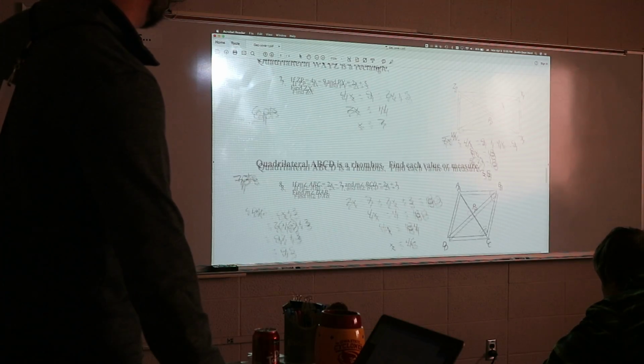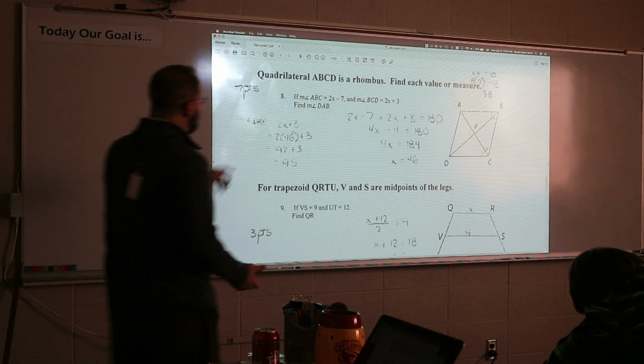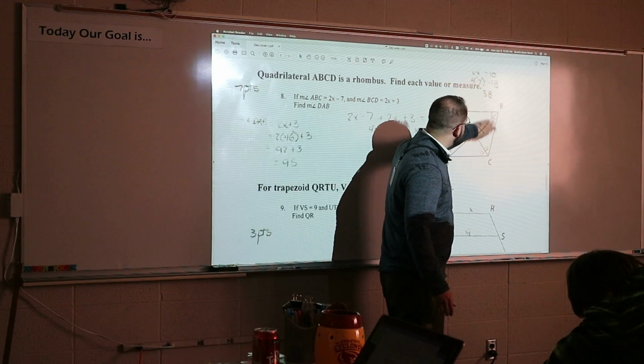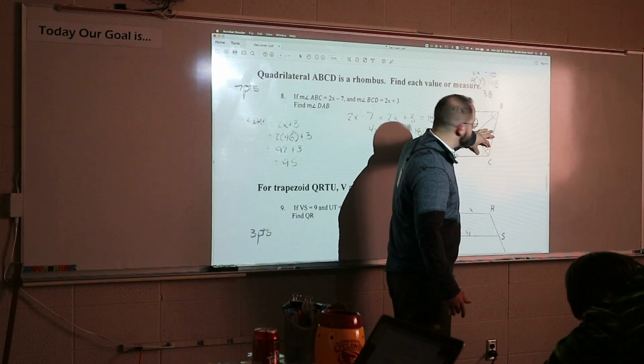That should be a dead giveaway. Number 8. These are angles. Now when you label the picture, ABC, that's this angle, BCD, that's this angle, they're not the same angle. You can actually see it from the picture. That's acute, this is obtuse.